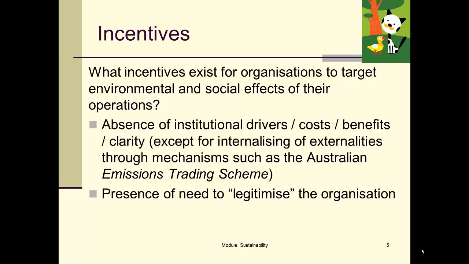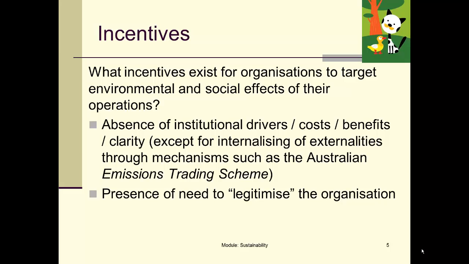So, what do we know about incentives? As a general rule, many organisations don't have clear incentives to target the environmental and social effects of their operations. The Australian Emissions Trading Scheme was a way of saying, hey, look, pollution is important to us, let's make organisations face the cost of pollution, and therefore, because pollution is directly entering into the profit measure, managers will directly see an incentive for targeting that environmental outcome.